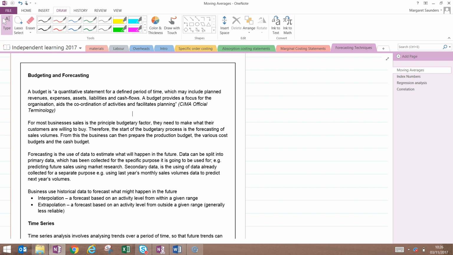Now, since budgeting is looking to the future, an organisation needs to forecast what they think will happen in the future. They will use historic data for this. Historic data is data from the past, so they can use past sales figures to help them to determine what the sales are likely to be in the future.